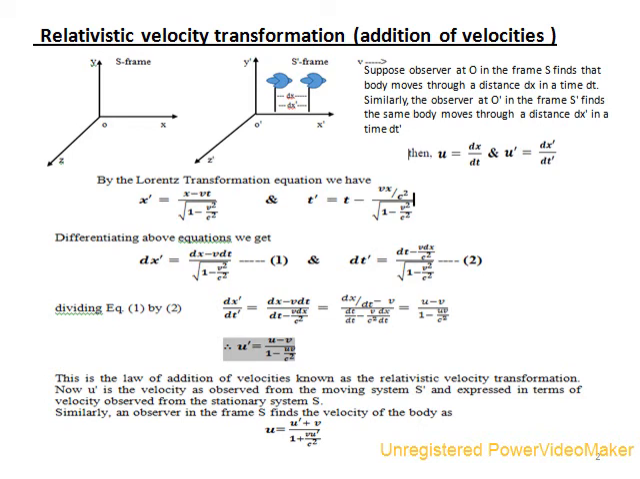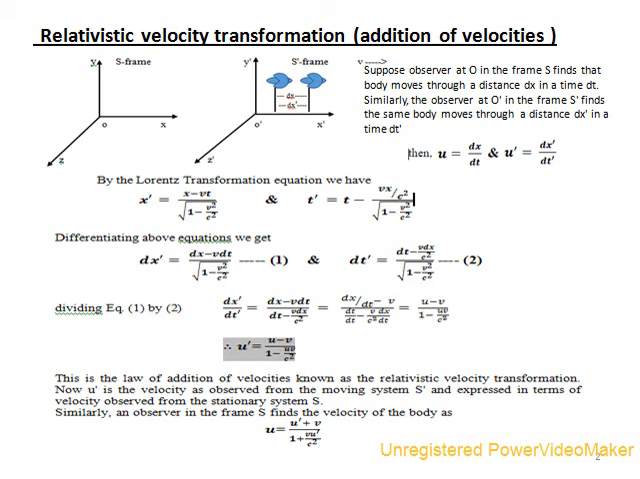Then we can write velocity is equal to distance by time. The velocity of this aeroplane as measured by the observer O in the frame S is u, and u dash is equal to dx dash by dt dash, the velocity as measured by the observer O dash in the frame S dash. Then by the Lorentz transformation equations we have x dash equal to x minus vt divided by root of 1 minus v square by c square, and t dash equal to t minus vx by c square, divided by root of 1 minus v square by c square.